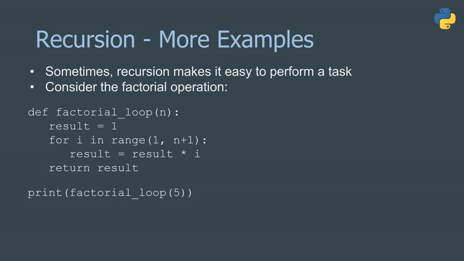To calculate this in a recursive way would actually be very straightforward because factorial, by its very definition, is a recursive operation. In fact, factorial is defined as the factorial of 1 is equal to 1, and the factorial of any other positive integer n is equal to n times the factorial of n minus 1. And so factorial is defined in terms of factorial.